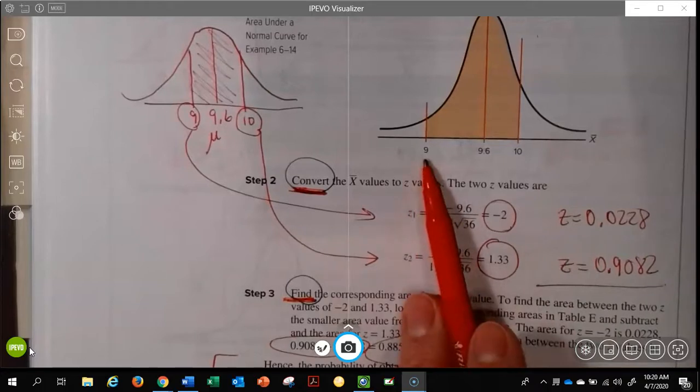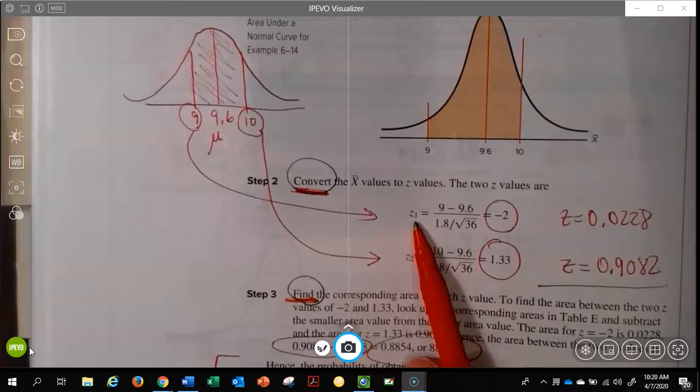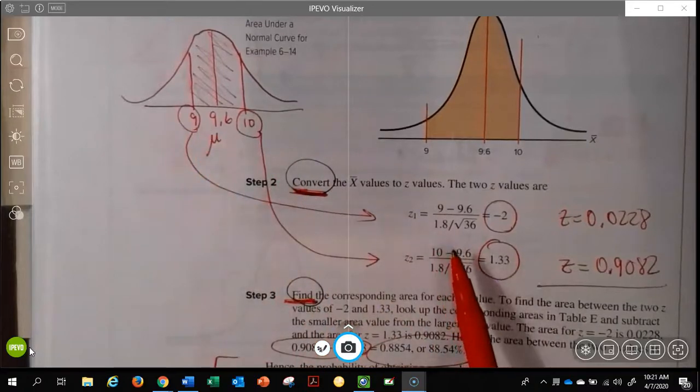And so we're going to have a lower one that is a 9. And that's so funny, they call it Z sub 1 now, and they called it Z sub 2 earlier. Nobody cares. It is the Z at the bottom. And then you're going to have to go grab a formula.